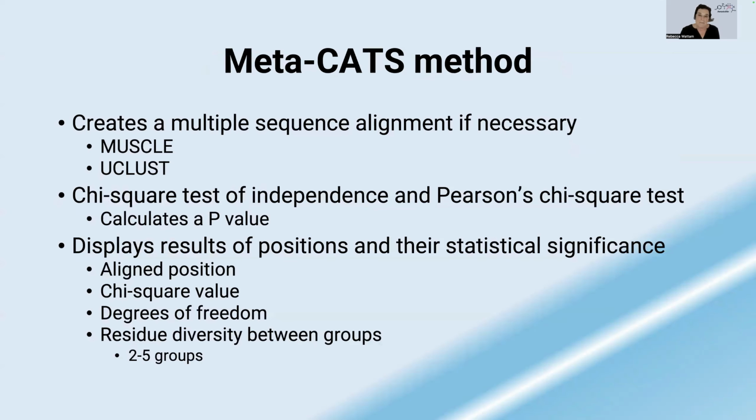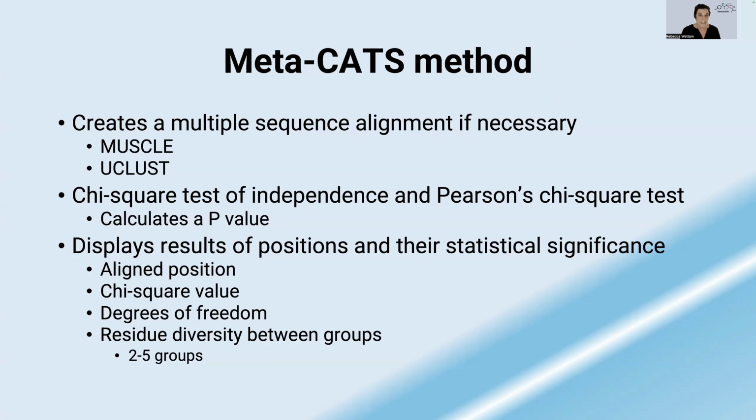So the MetaCats method, it creates a multiple sequence alignment if you're not bringing in your own. And the two methods it uses are MUSCLE and UCLUST. It's doing chi-squared tests of independence, and it's also doing a Pearson's chi-squared test. And the Pearson's is used to calculate the p-value to show you the level of significance. So what you get back are the positions and their statistical significance.